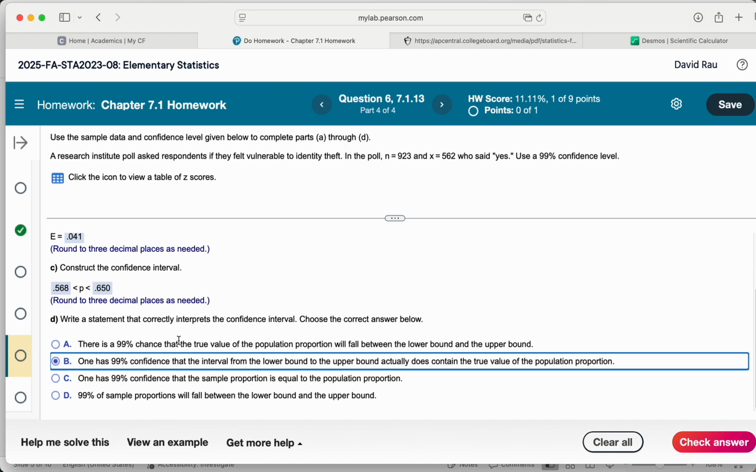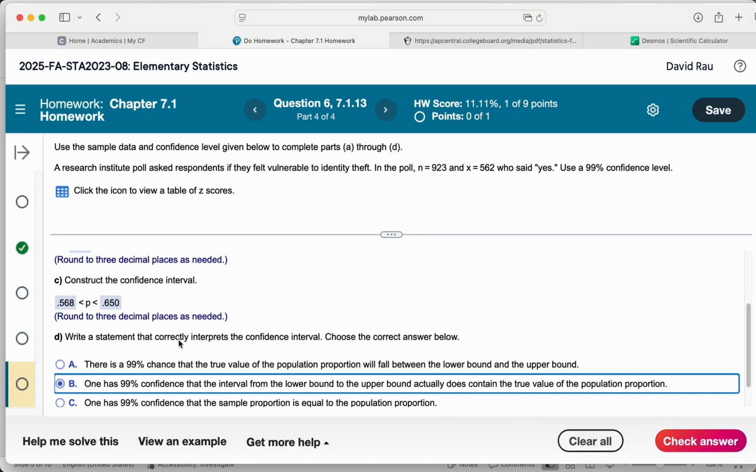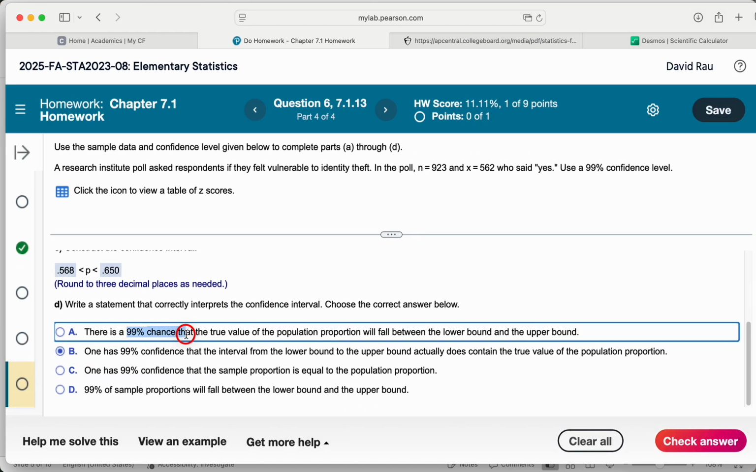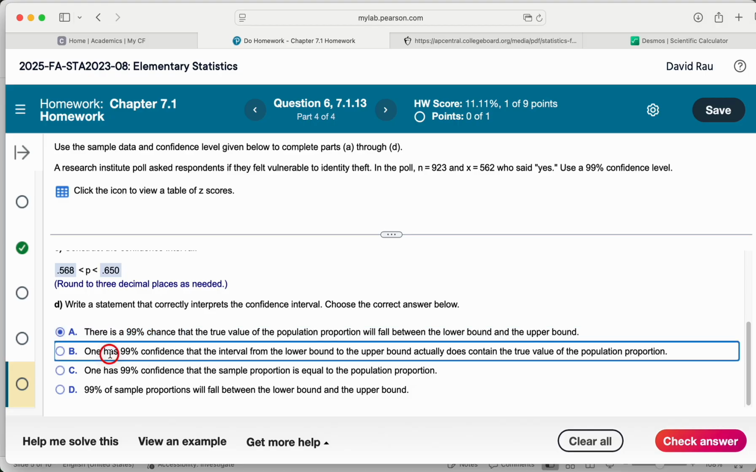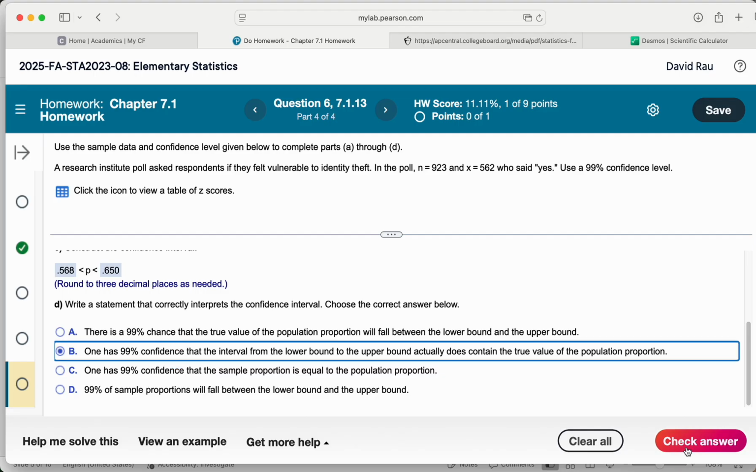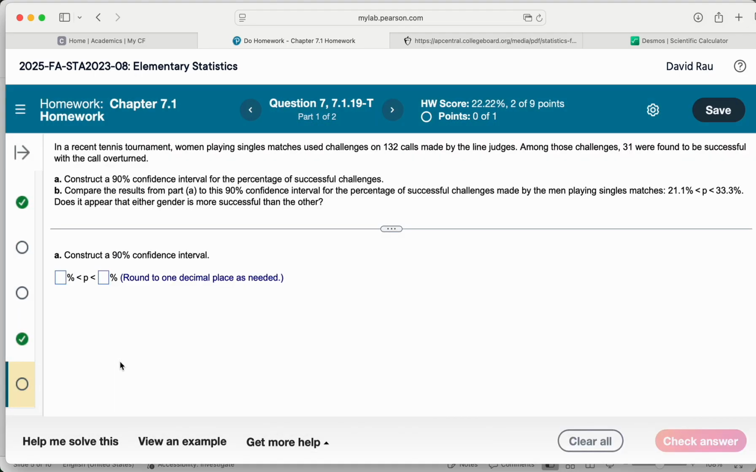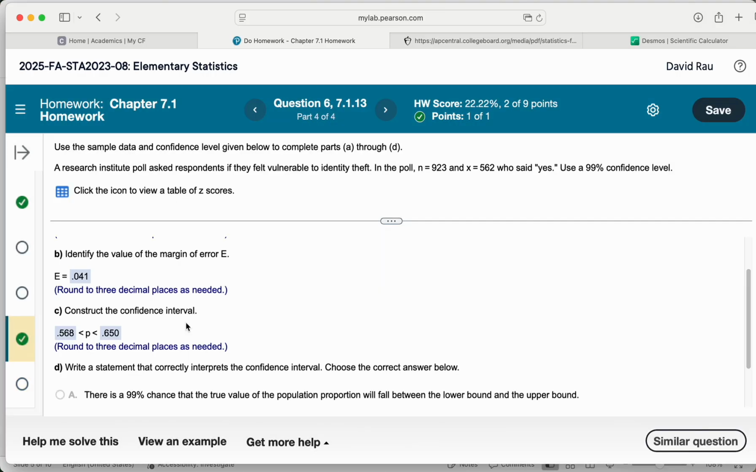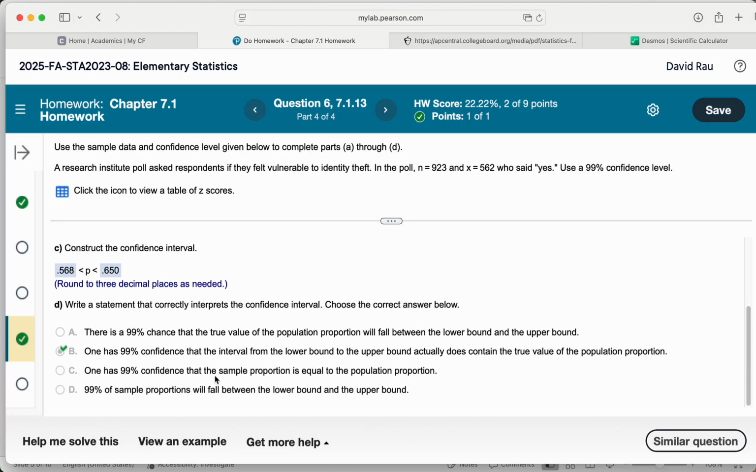Now let's just look at the other ones and see why they're not correct. We never say the word chance. We always have to say we're 99% confident. So far, B and C are in the running, but B was already correct. And let's just check it just to be sure. Let's go back and look at the others, though. One has 99% confidence that the sample proportion is equal to the population proportion.